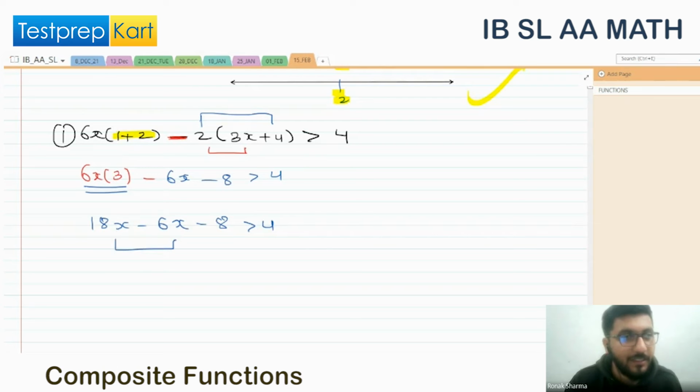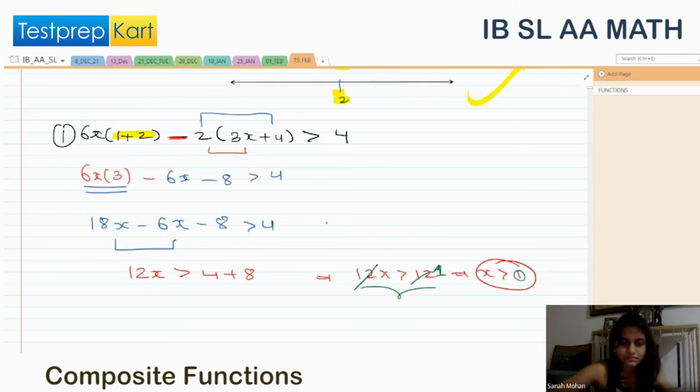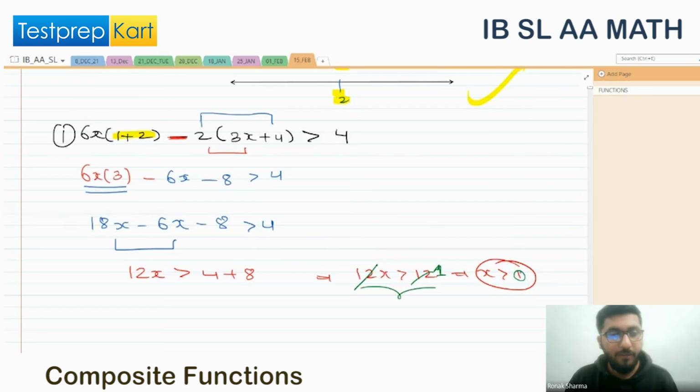What is 18x minus 6x? 12x. And minus 8 will go on the right hand side and become plus. So I can see that 12x is greater than 12. That means x is greater than 1. It is not 0. Sometimes I have seen students making the silly mistake of saying x greater than 0. No, you're cancelling out, so 1 is remaining here. So x is greater than 1.